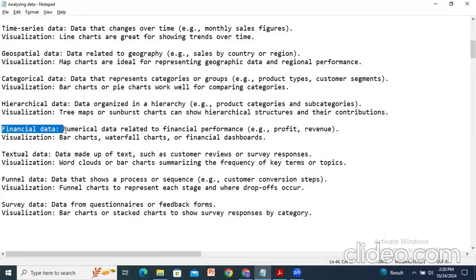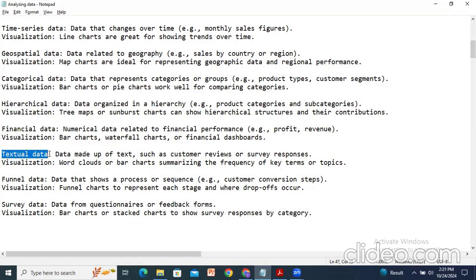This visualization will go with a bar chart, waterfall chart, or financial dashboard, within which we design with the charts. Okay, next textual data. Textual data is made up of text, for example customer reviews or survey responses. These data we have to visualize by using word clouds. For example, I have to use a word cloud.